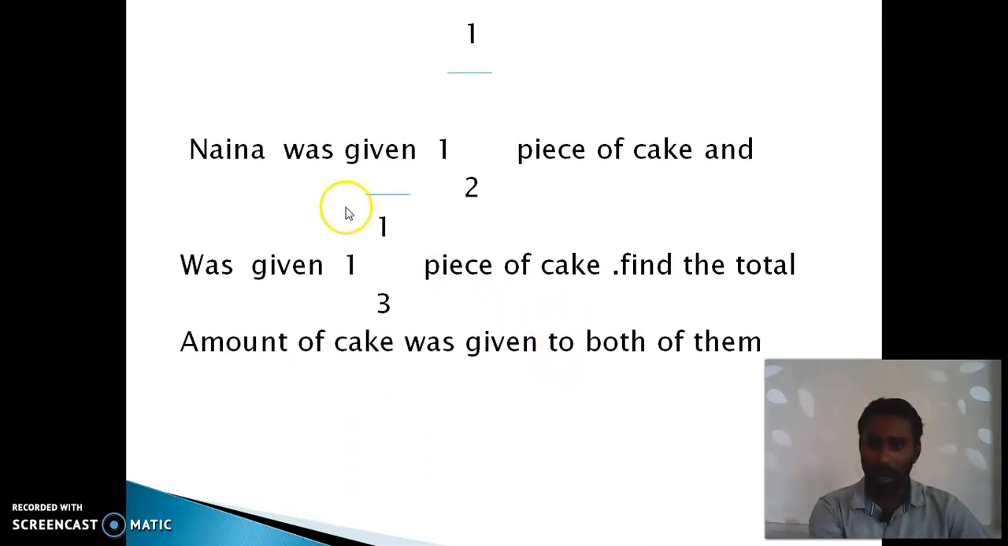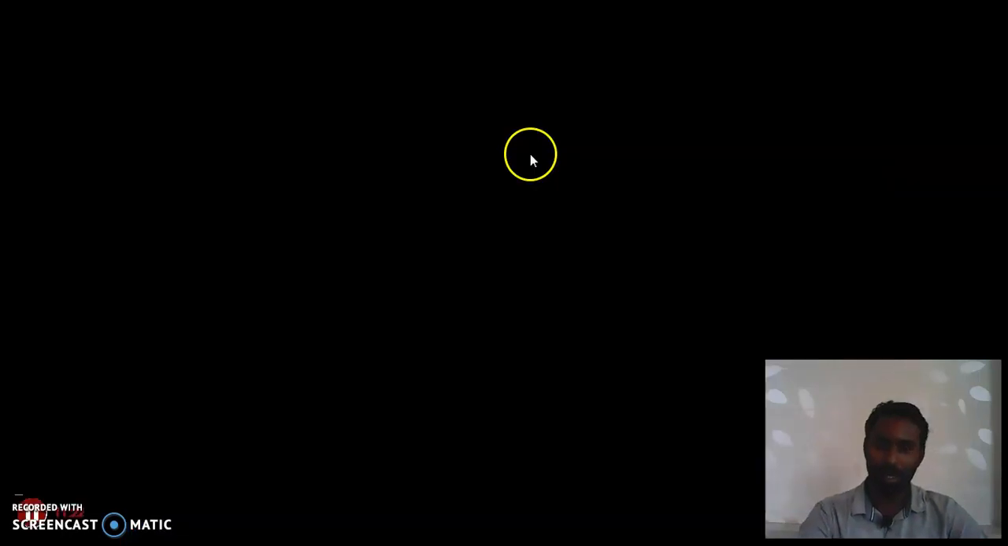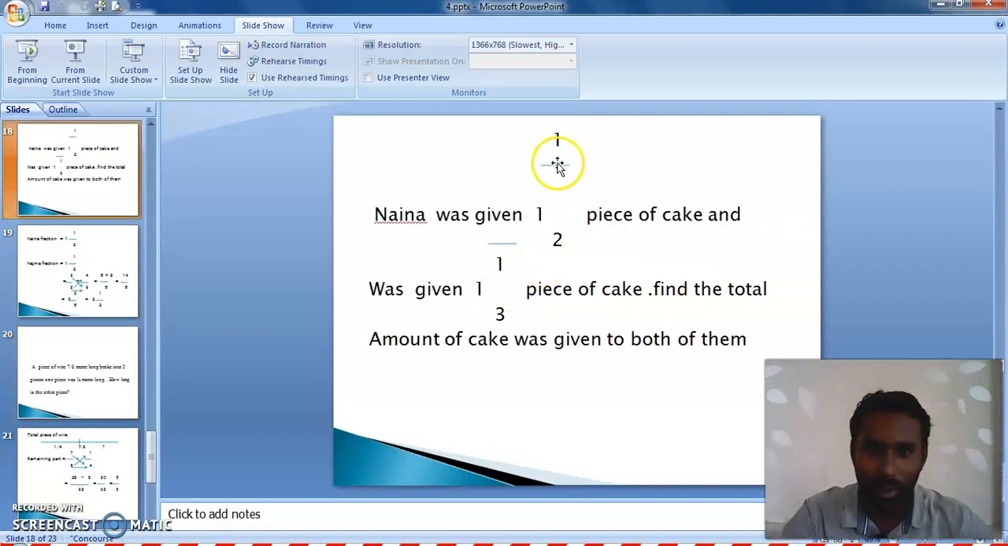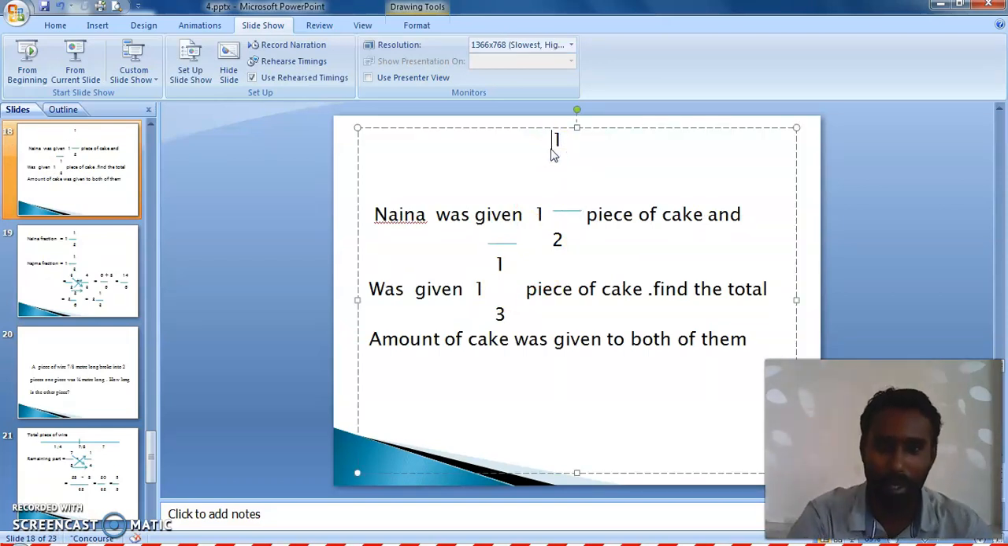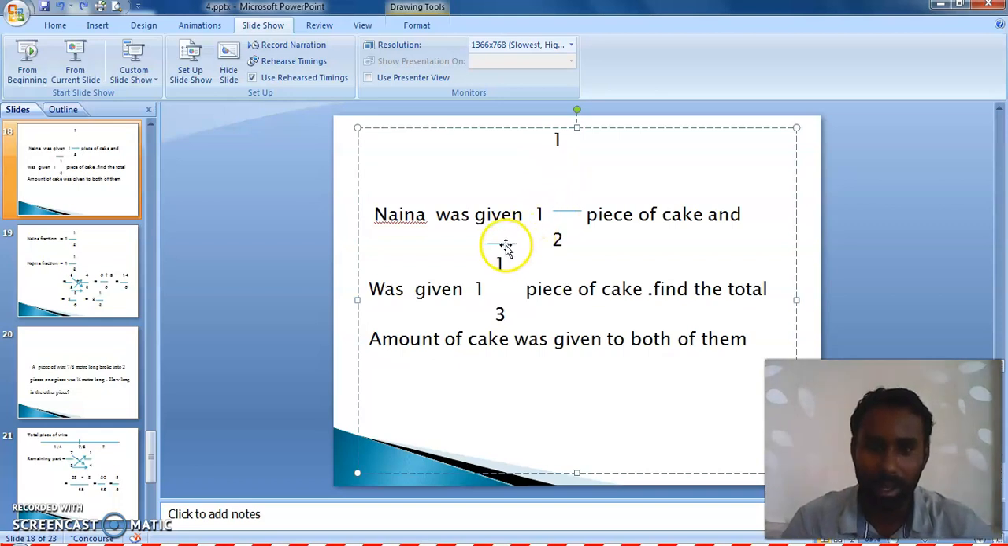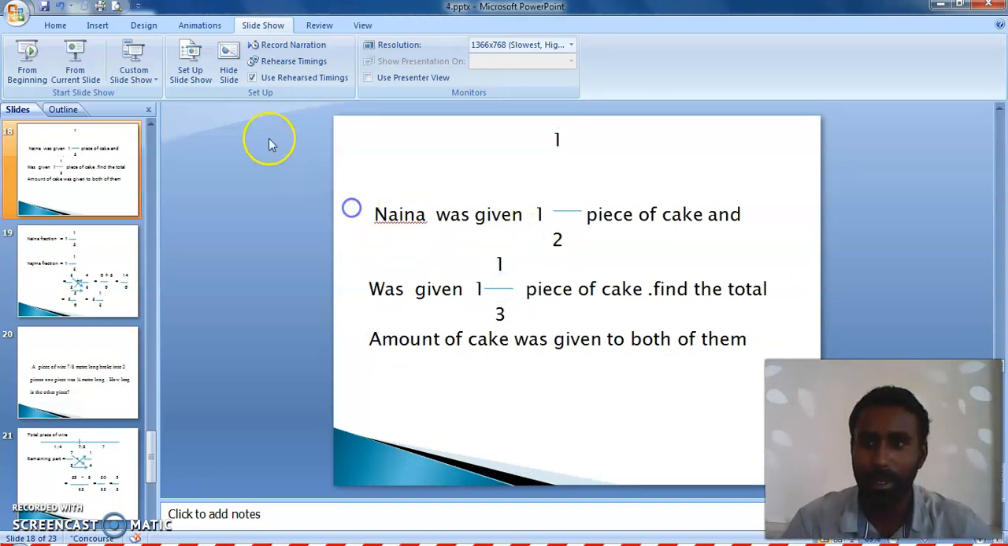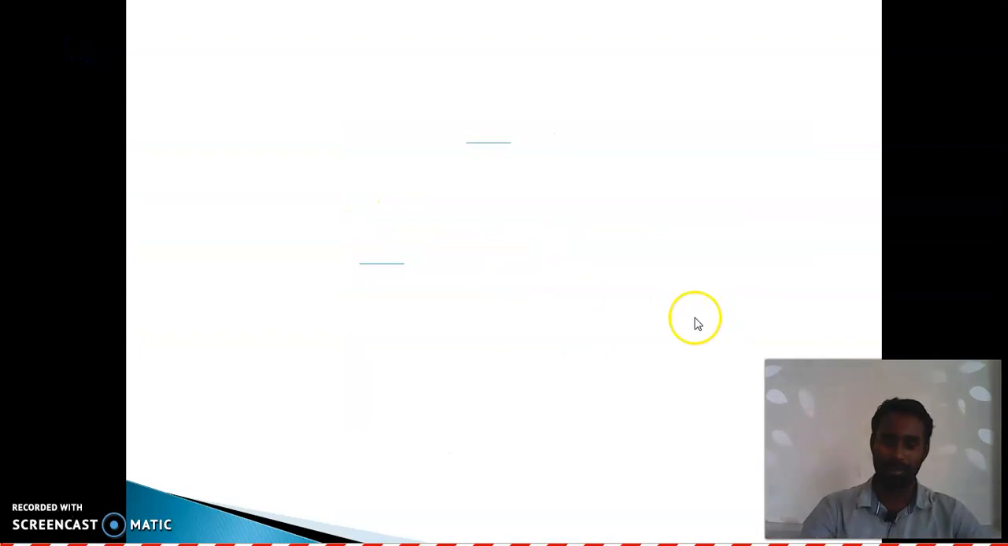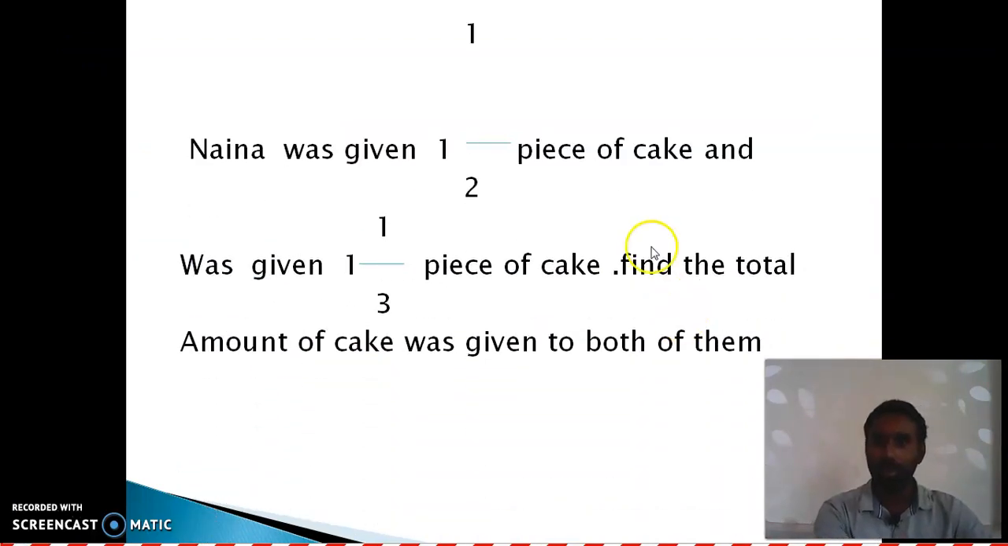Okay, here the problem that Naina was given, 1 by 2 piece of cake. Okay, just a minute, I'll hold this one. Okay, sorry. Okay, just, so here this one will come here. Okay, sorry for this one.